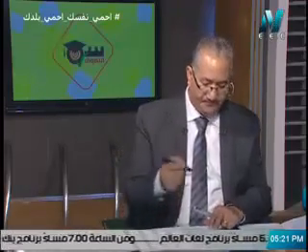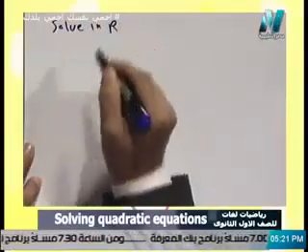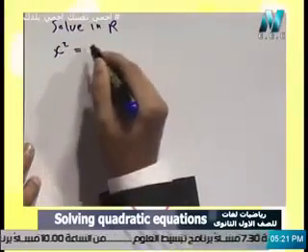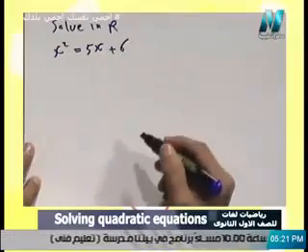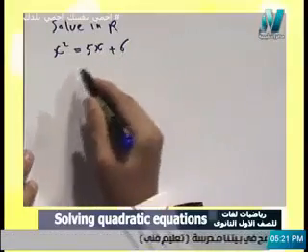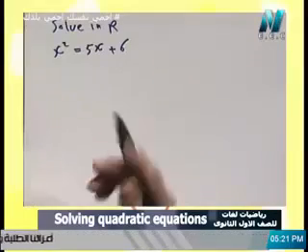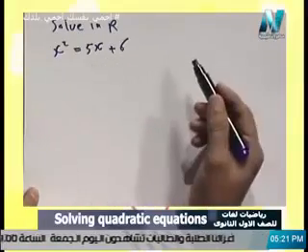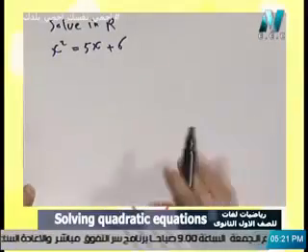If we have another equation like that, solve in R. We have here x^2 equals 5x plus 6. Here we have a small problem. The problem is that x^2 is on one side and 5x plus 6 is on the other side of the equation. So we have to transfer.